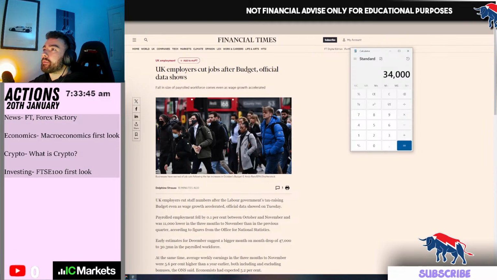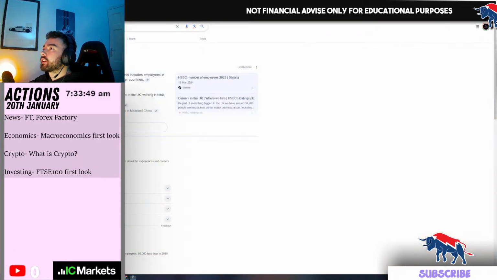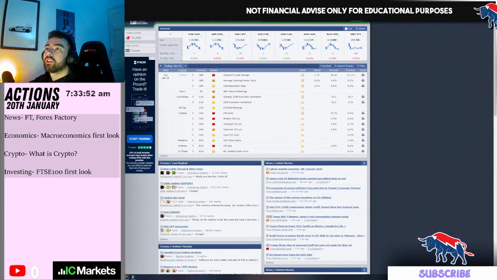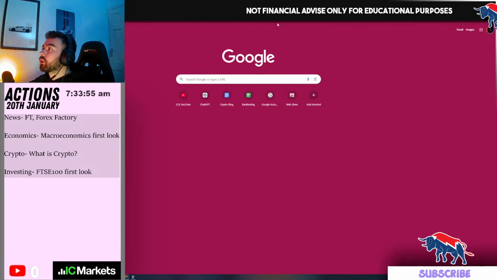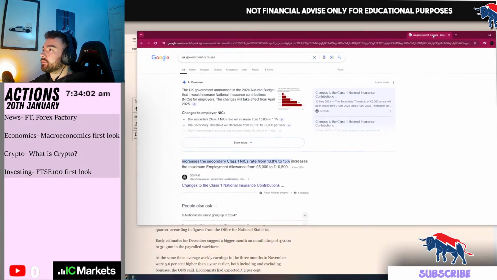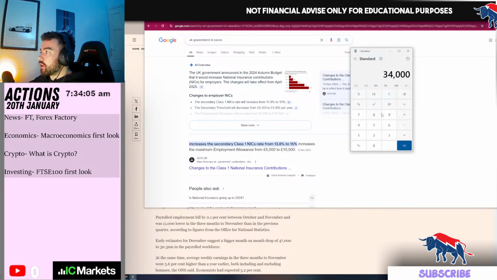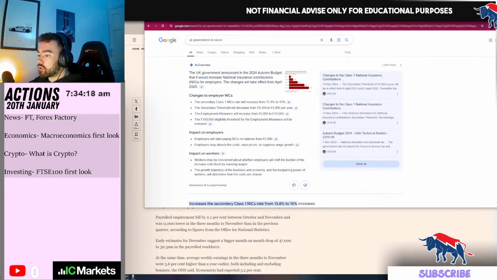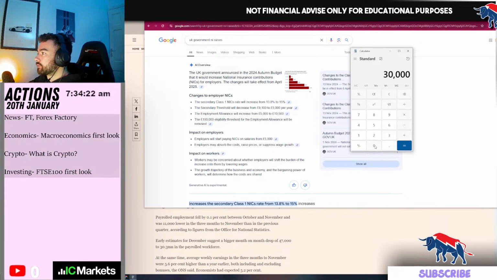So in terms of the finances, let's take a look. Did I have this on it before? Where's the stats for the UK? I'll get it. So let's take this for example. Here we go. So 34,000 they had, right? Previously, let's just work it out for one person. Let's just say 30 grand. And the previous threshold was 9,100. So we do 30,000 minus 9,100 to get the money that they're going to be charged for. And the rate was 13%.